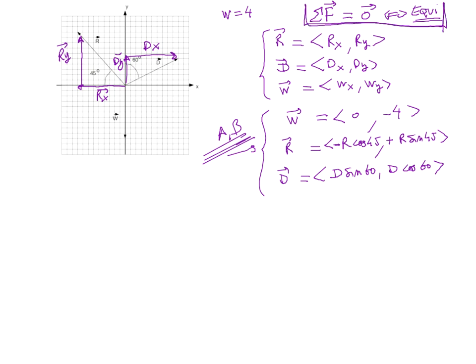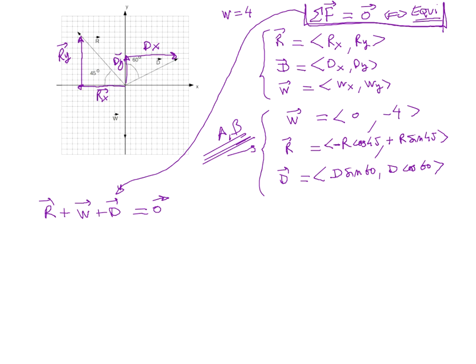Before, we used to add vectors with each other. Now we know that if we add everybody up, we end up with 0. So this is almost the same, except R plus W plus D is equal to 0. We don't add two vectors to obtain the resultant. We're trying to figure out the equivalent vector, either D or R, whatever you want to call it.